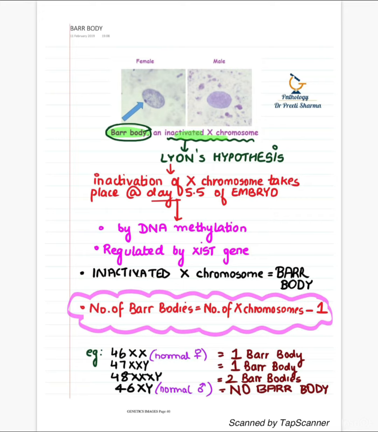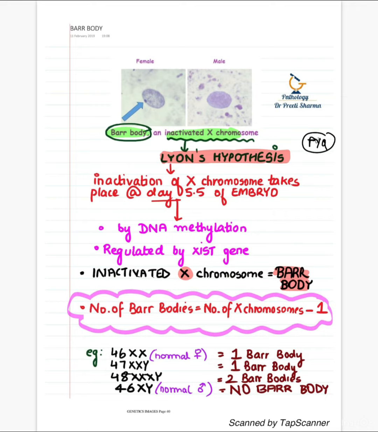This Barr body is an inactivated X chromosome, and this hypothesis is known as your Lyon's hypothesis. This is a PYQ that is frequently repeated in the exam. So there is inactivation of the chromosome, guys. Okay, so inactivation of the X chromosome takes place at day 5.5. Not so important. This inactivated X chromosome is only referred to as your Barr body.